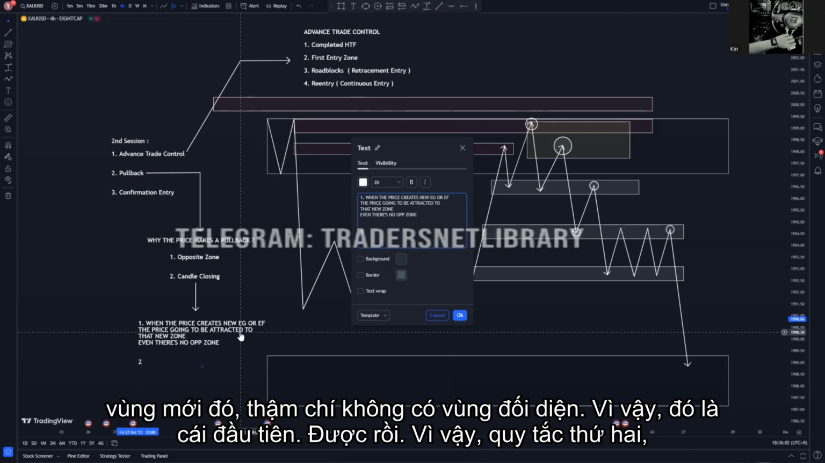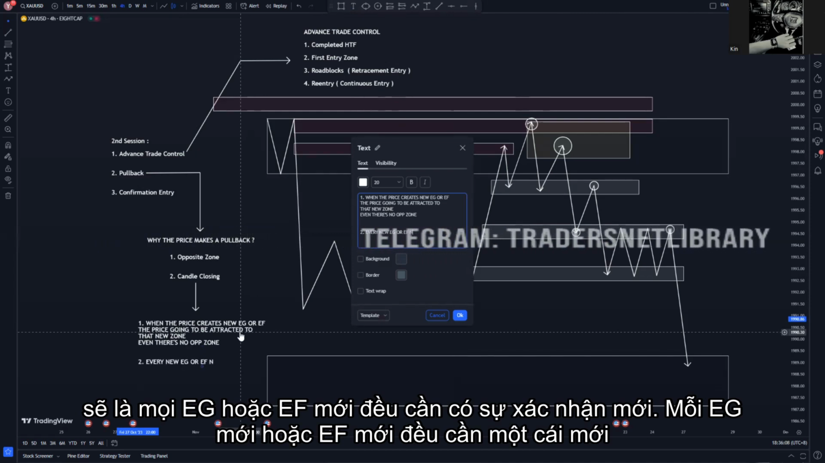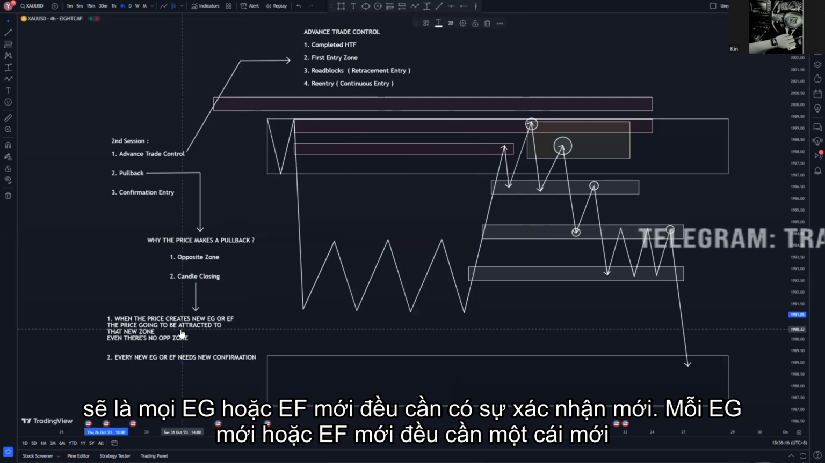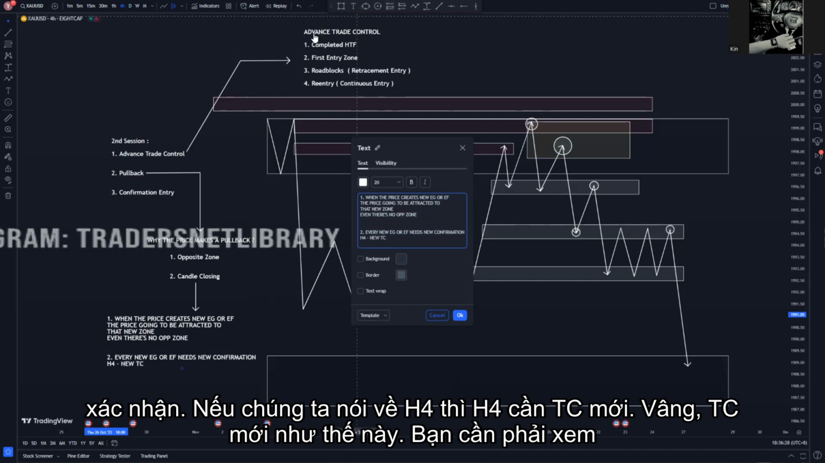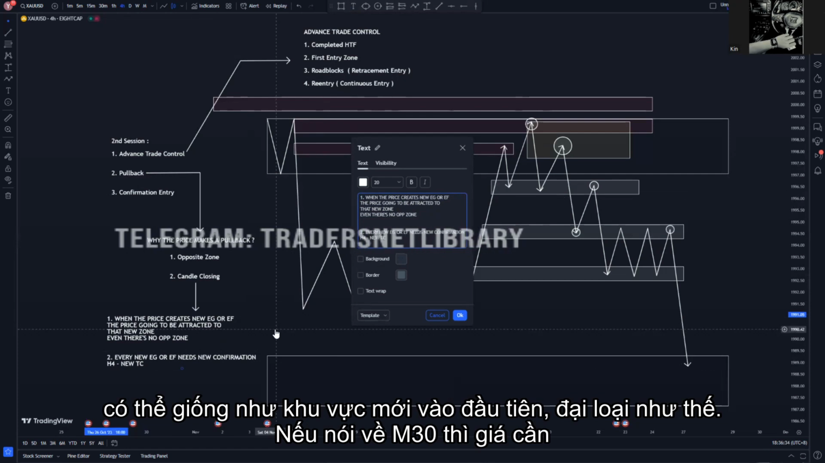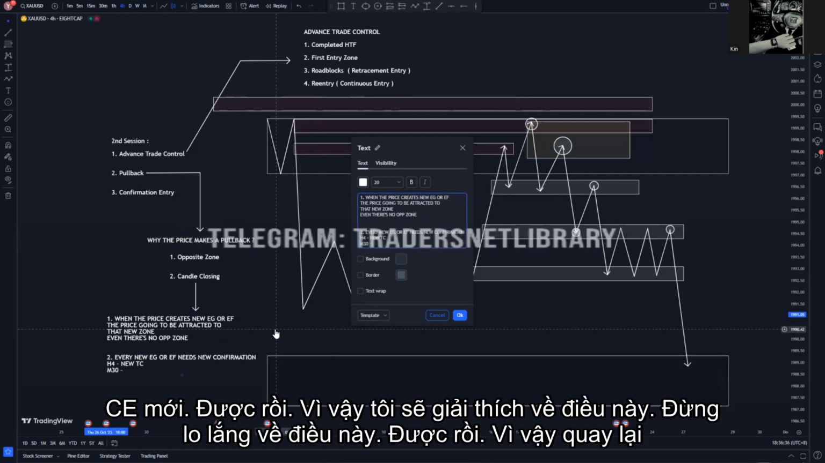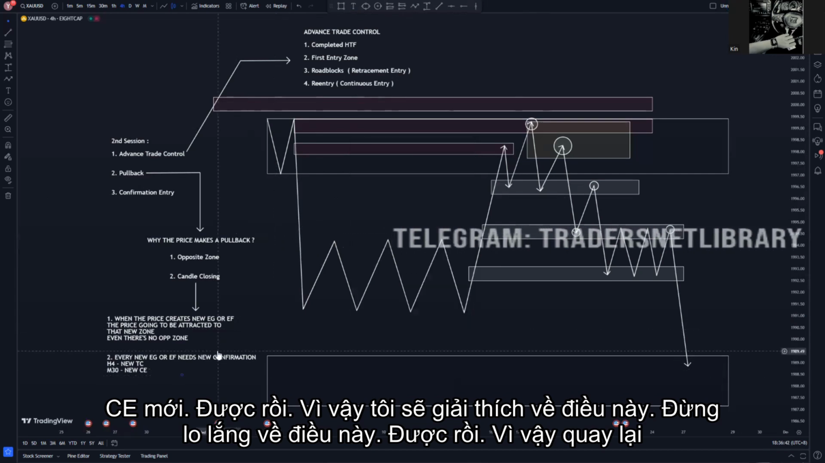The second rule is that every new EG or new EF needs a new confirmation. If we talk about the H4, it needs a new TC, like this, maybe like a new first entry zone. If we talk about the M30, the price needs a new CE. I'm going to explain about this, so don't worry.